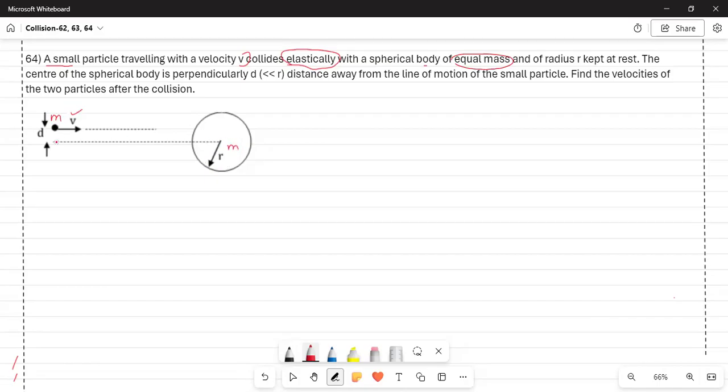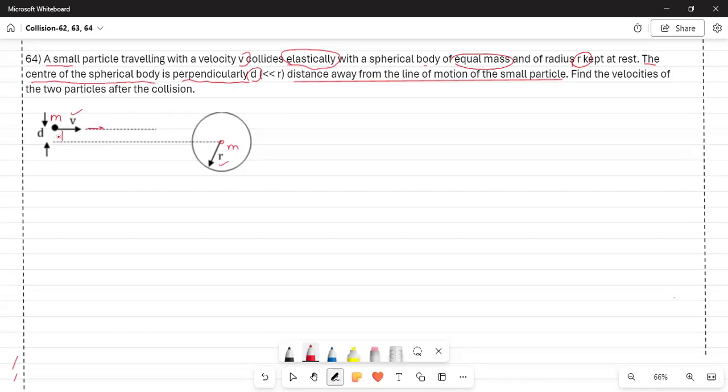Although one is big, another is very small. Spherical body of mass m and radius r, kept at rest. Now, the speciality of this particular problem: the center of the spherical body is perpendicularly a small distance d away from the line of motion of the small particle. That means the body moves in this direction, but its center is a small distance d away.